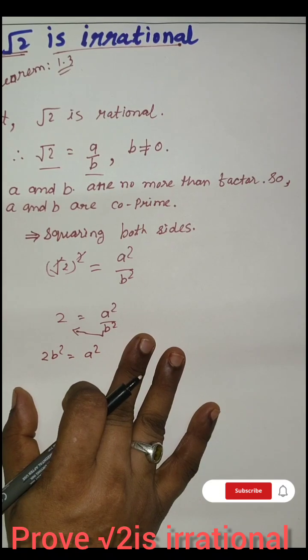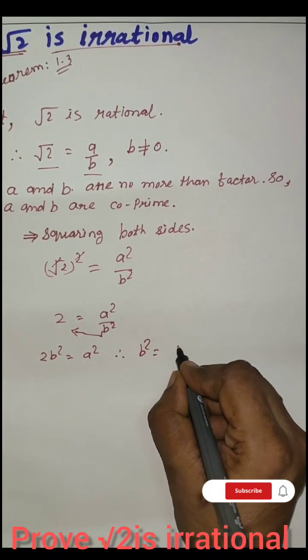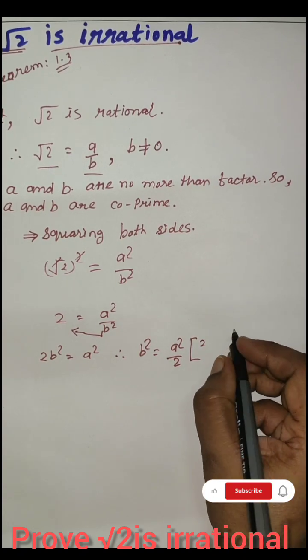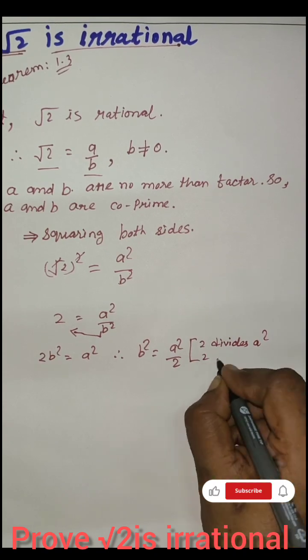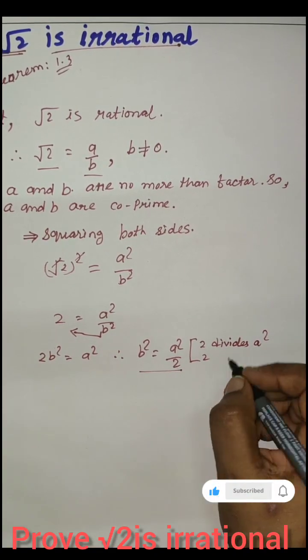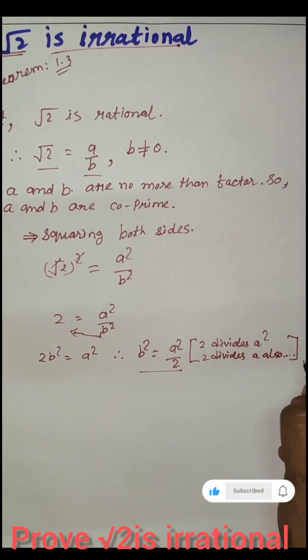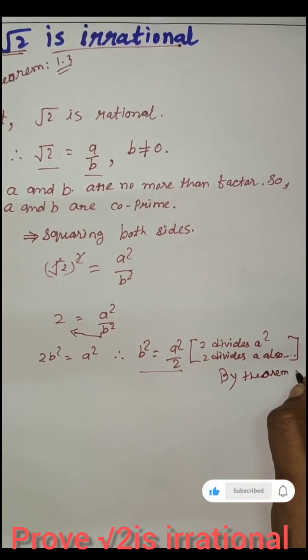So 2 b square is equal to a square. Therefore b square is equal to a square upon 2. 2 divides a square, so 2 divides a also. Okay, a is equal to 2c, that is, by theorem 1.2.